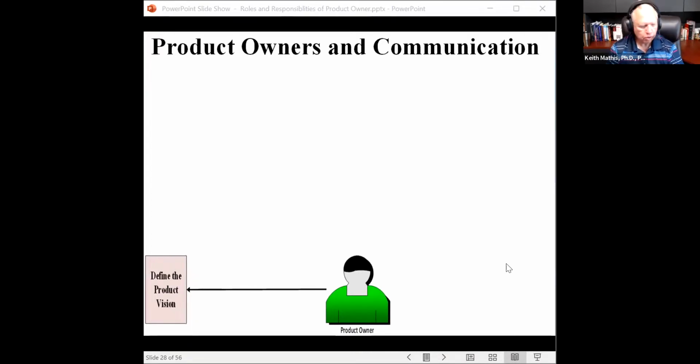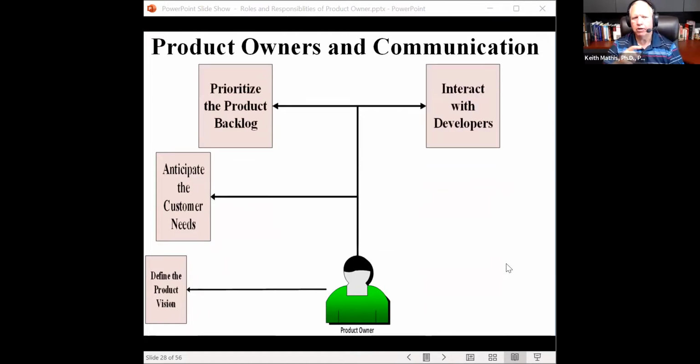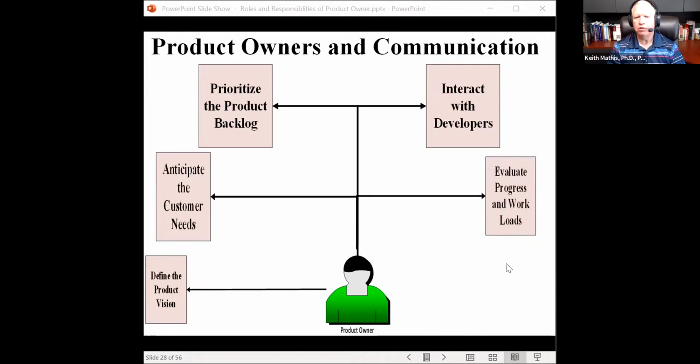Now let's look at the product owner and communication. So we start off here where we define the product vision, and then you'll notice that they anticipate the customer's needs, because they already know the vision. And then they're going to prioritize the product backlog and start interacting with the developers. And this is that camaraderie, this is that cooperation we're talking about. And then you'll notice they'll evaluate progress and workloads as it starts going along. And then of course they will be planning for future iterations based on this knowledge.